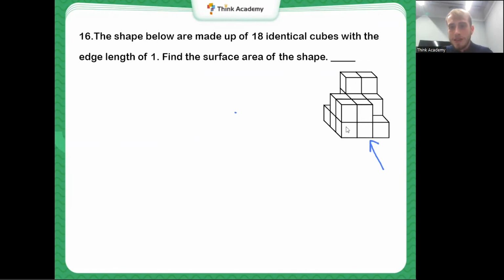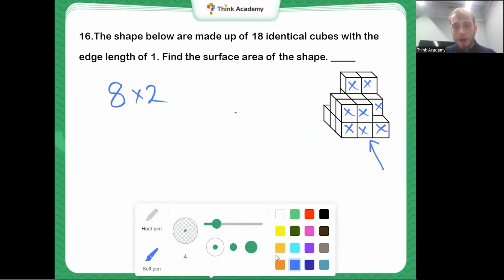So let's count up the surface area from the front. We've got 1, 2, 3, 4, 5, 6, 7, 8. So I'm imagining I'm looking at this directly from the front, and this is the front view. That's all I will see. So you've got 8 on the front, and I mentioned it's the same on the back, so I will times that by 2.